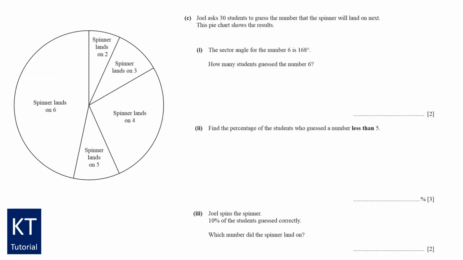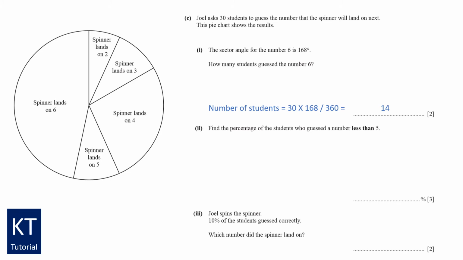Question 3c. Joel asked 30 students to guess the number that the spinner will land on next. This pie chart shows the results. The sector angle for the number 6 is 168 degrees. How many students guessed the number 6? This will be multiplying 30 by the ratio of 168 against 360.